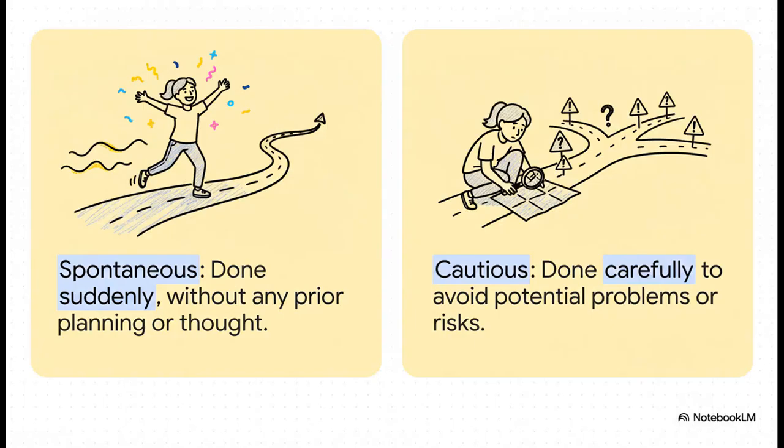Now here we have a fantastic pair of opposites that describe how people behave. Someone who is spontaneous does things on a whim, without a lot of planning. You know, like taking a spontaneous road trip. On the flip side, someone who is cautious is very careful. They think about all the possible problems first. For instance, you should always be cautious when crossing a busy street. The noun is caution. So, which one are you? A little more spontaneous or a little more cautious?